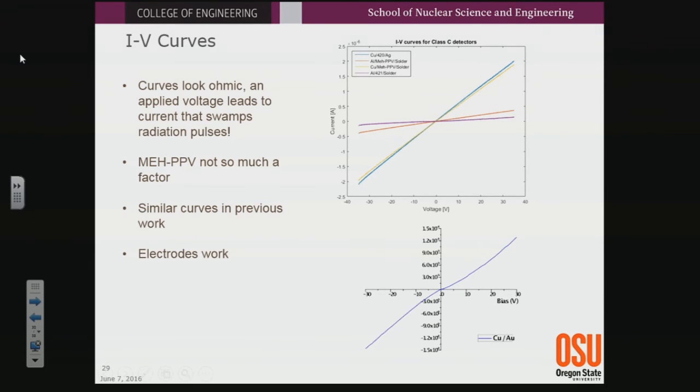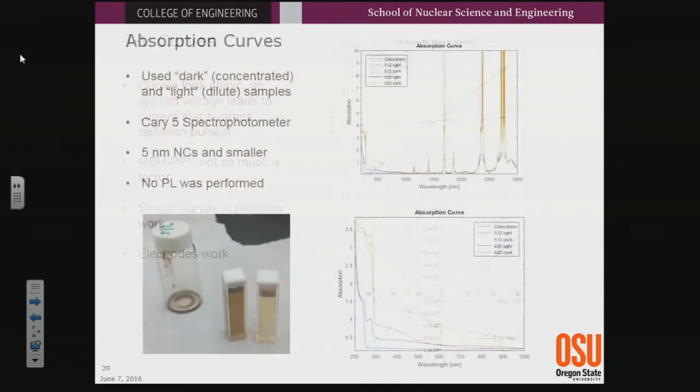We have some similar curves in previous work. These are both the drop cast. But if you spin cast, apparently you can get better types of material. You can get more of the semiconducting curves that you want. And our scales are a little bit different too. He was able to achieve much lower leakage currents. And you really want low leakage currents because you don't want to swamp out the radiation pulses within your detector. I believe Noel said about 10 to the 9. You don't want anything more than nanoamps coming out. Although this does show that perhaps our electrodes do work.